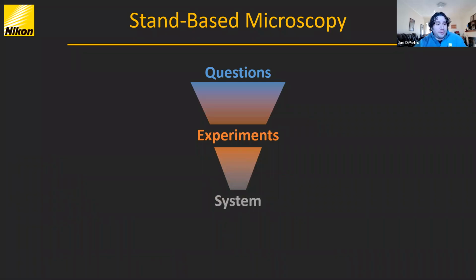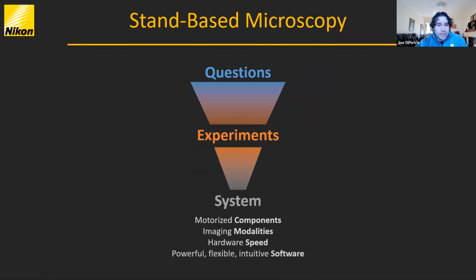Well, those are your experiments. So what kind of system do you need to answer those questions? Well, it depends on the question that you're asking and the experiments that you need, but some of the components that we offer on our microscopes are things like motorized components, different imaging modalities, confocal, wide field. We have different versions of the same hardware that vary in speed.